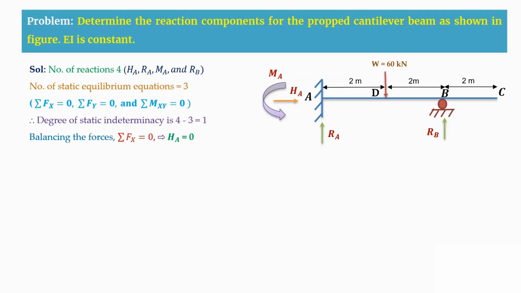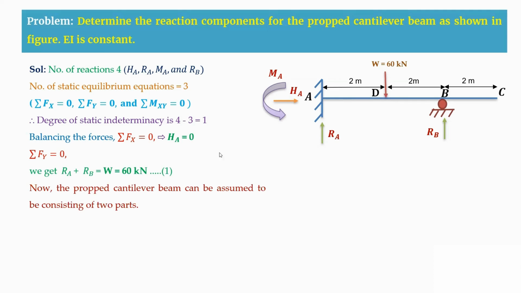Now you are going to balance the forces. As in the x direction, there is no other external horizontal load. Therefore, HA is 0 and sigma Fy is 0. That means RA plus RB is in vertically upward direction, and the 60 kilonewton is vertically downward. Therefore, RA plus RB is equal to 60 kilonewton. Now what you are going to do is to find out this indeterminacy of 1 degree.